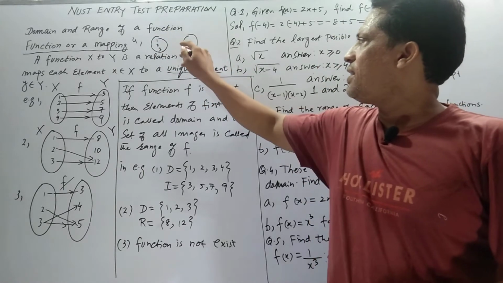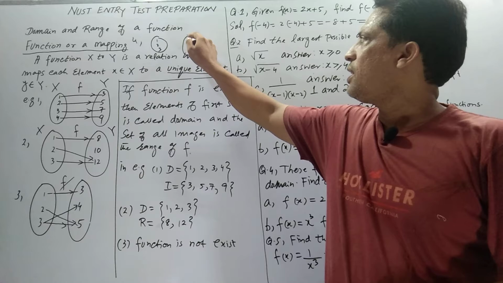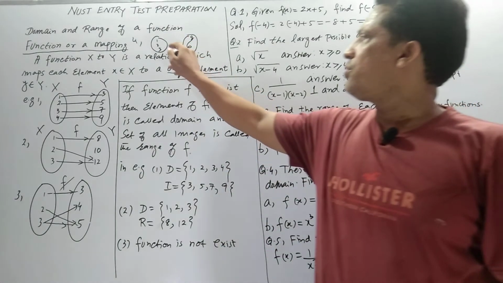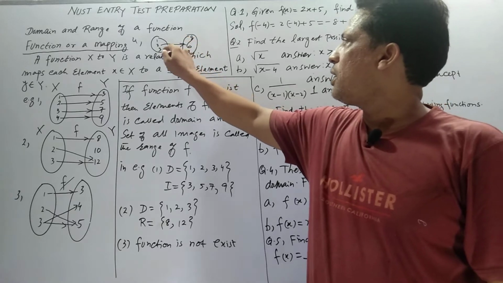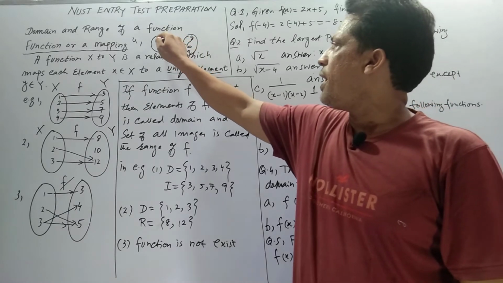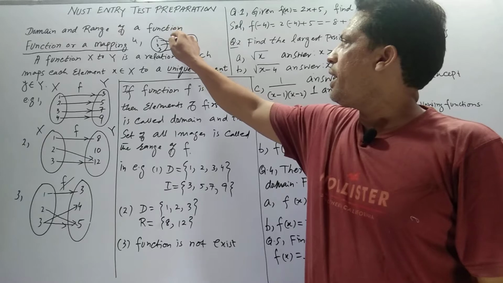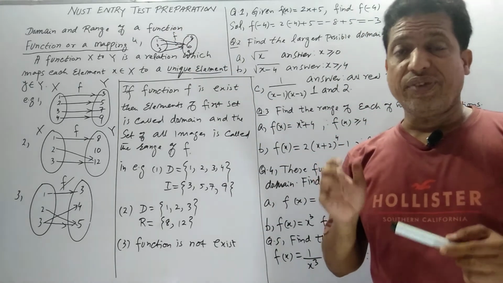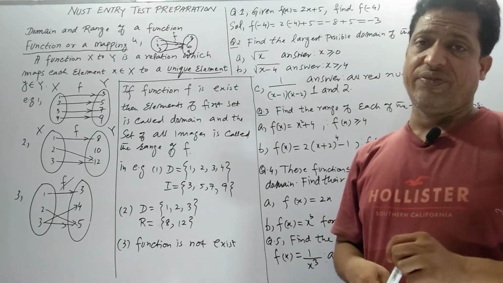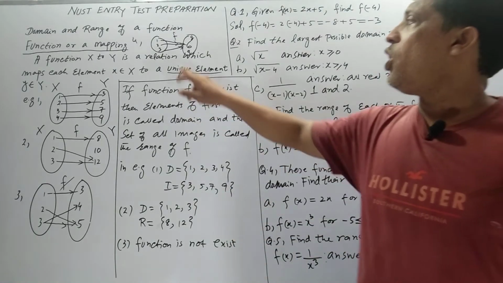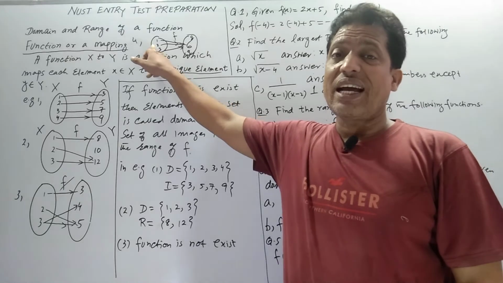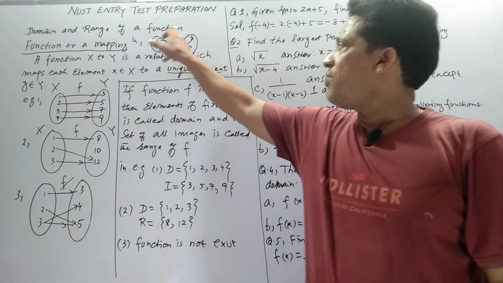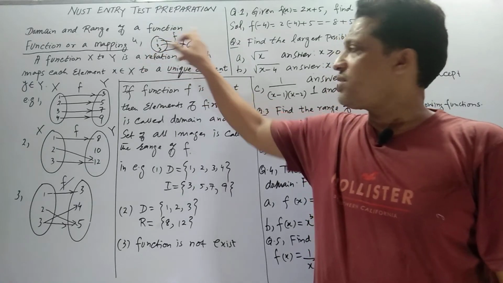Suppose that we have another set, for example 6, 8, 9. If 2 goes to 6, 3 goes to 6 and 1 goes to 6, is it a function? Yes, because it fulfills the requirement of the function. What is the requirement? All the elements of the first set must be involved in the mapping. 1 is involved, 2 is involved, 3 is involved.